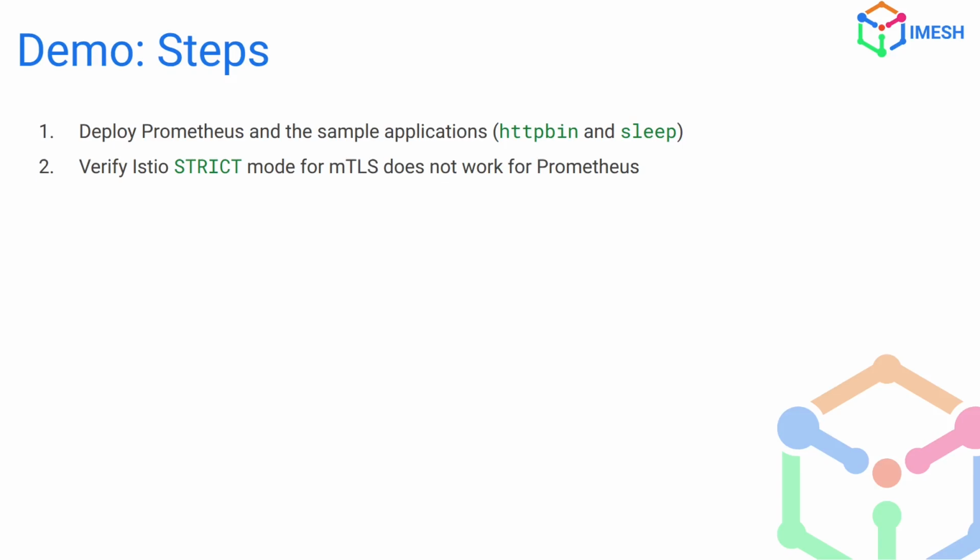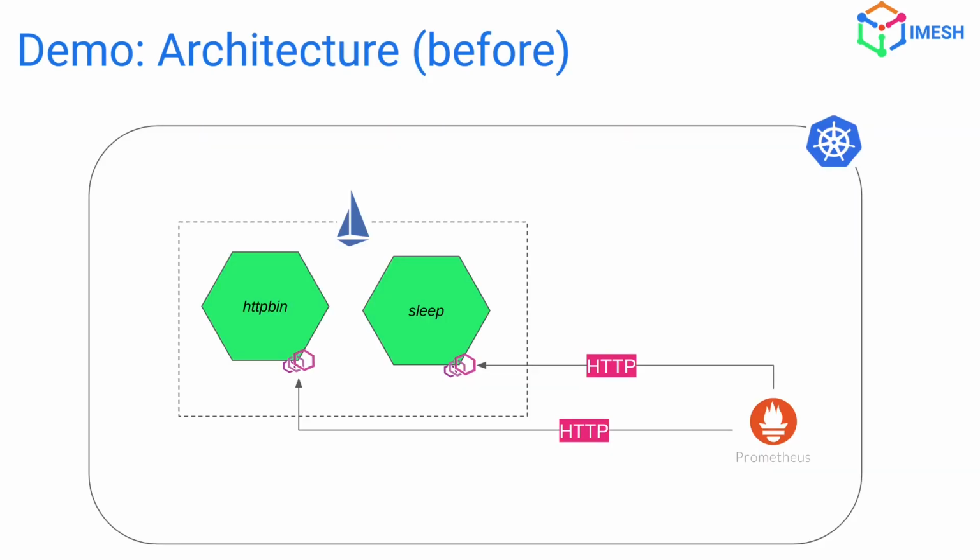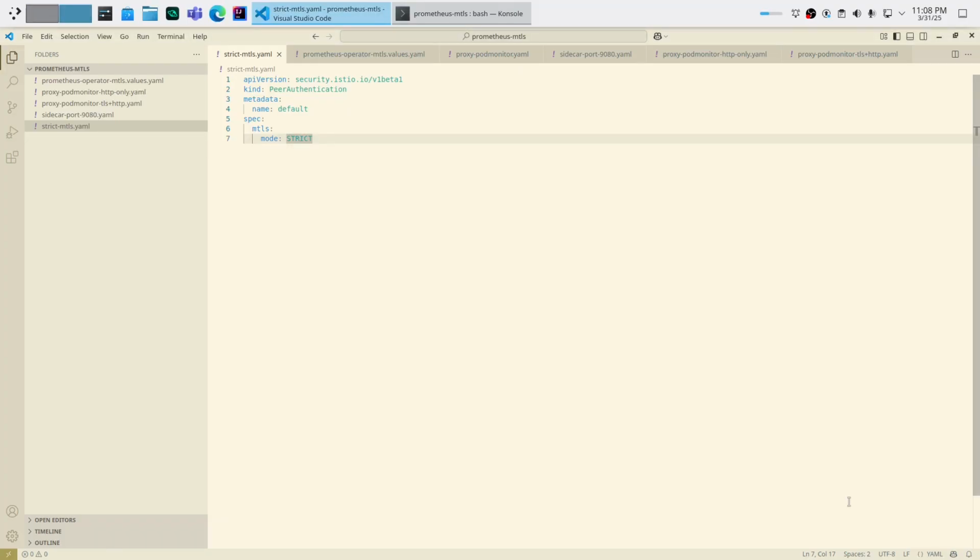So yeah, let's sort of set up the cluster and see that Istio strict mode mTLS does not actually work. So this is what the setup will look like. We'll have two applications, httpbin and sleep, both are Istio sample applications. I'll enable Istio injection for them, and I'll have Prometheus also running, and you'll see that the calls are being made over HTTP. So let's jump in.